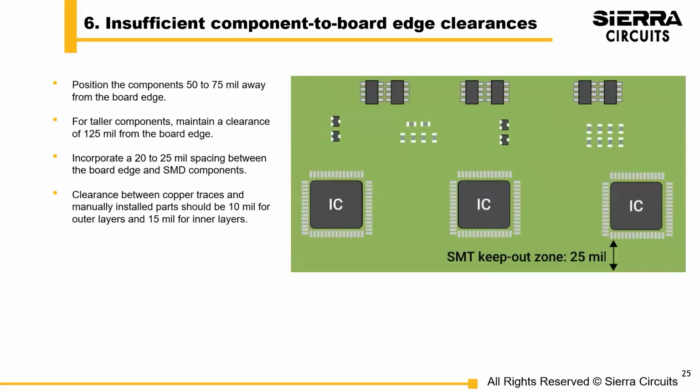Let's talk about components to board edge clearances. Position the components 50 to 70 mil away from the board edge. And for taller components, maintain a clearance of about 125 mil from the board edge. We recommend you to incorporate a 20 to 25 mil spacing between the board edge and SMD components. Finally, clearance between copper traces and manually installed parts should be 10 mil for outer layers and 15 mil for inner layers at least.